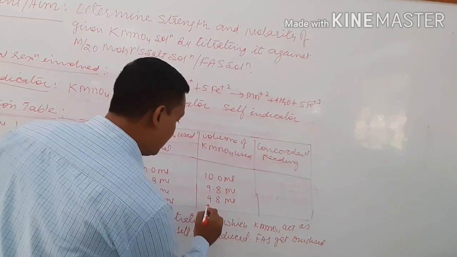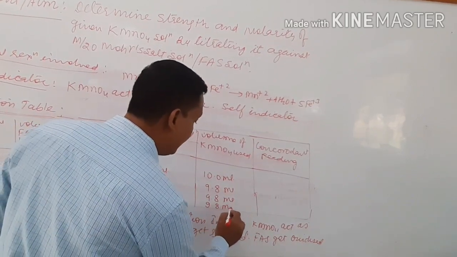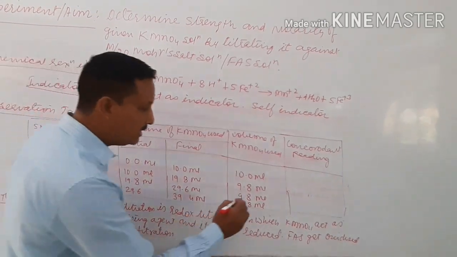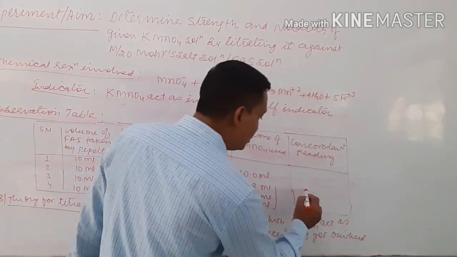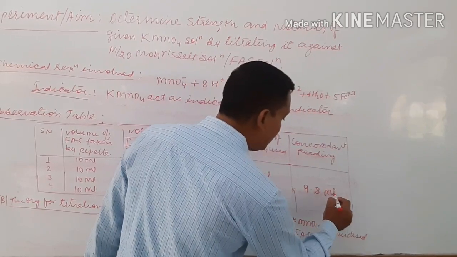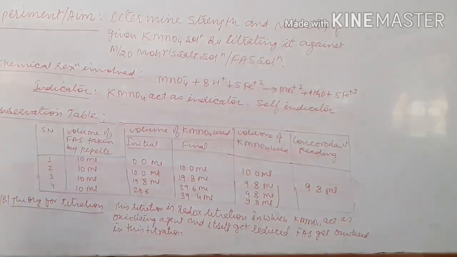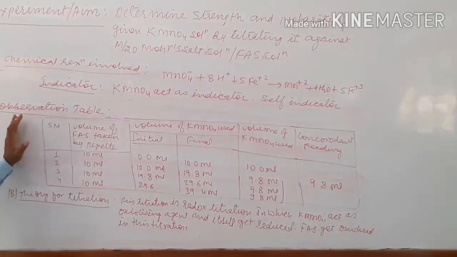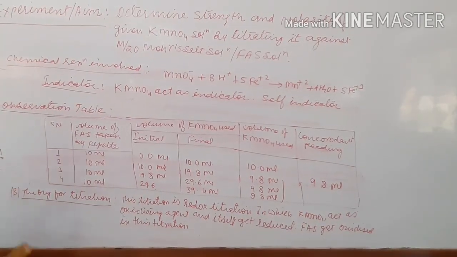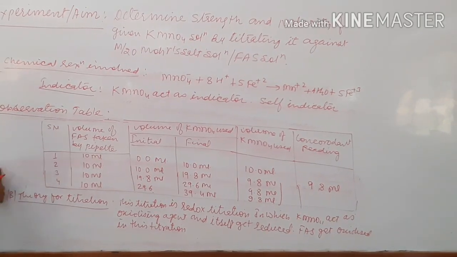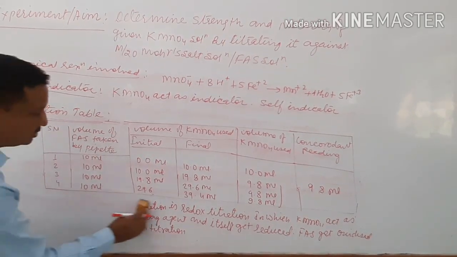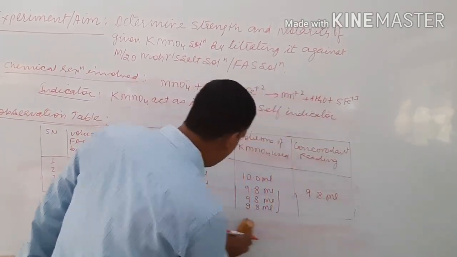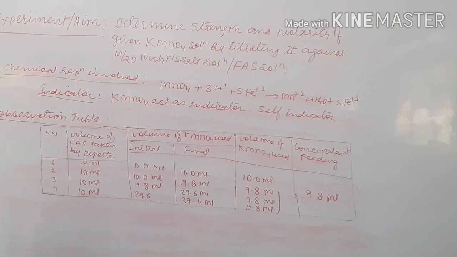So 9.8 ml of KMnO4 would be consumed. The concordant reading is when three readings are the same, so 9.8 ml would be the concordant reading. Okay, so this is just the observation we are taking. Then last we are to take calculations, just after completion of the observation table.